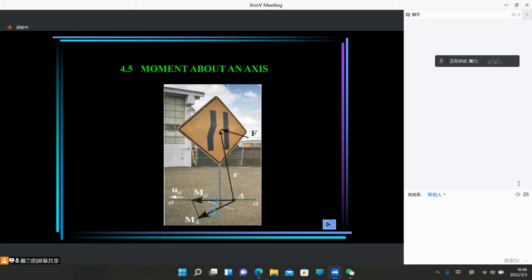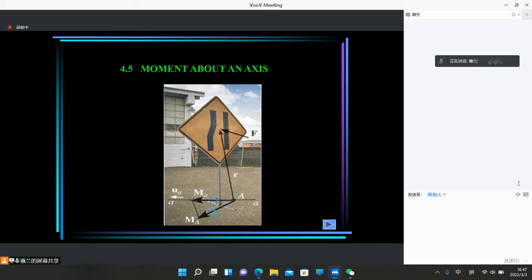And we need to decide its magnitude. Definitely, we can just use the definition of the cross product. It's equal to the magnitude of force times the magnitude of the position vector times sine theta, where theta is the angle between the force and the position vector. But generally, we don't use this approach to calculate moment. We use the determinant to calculate the moment.